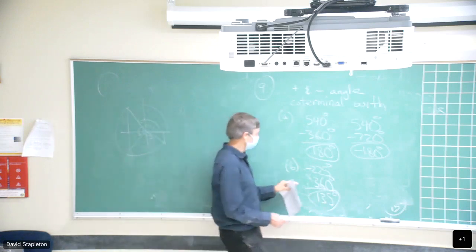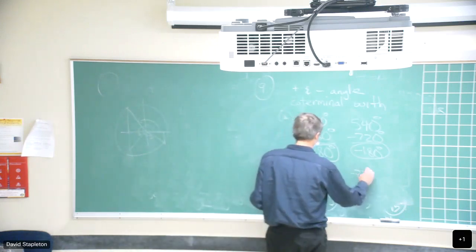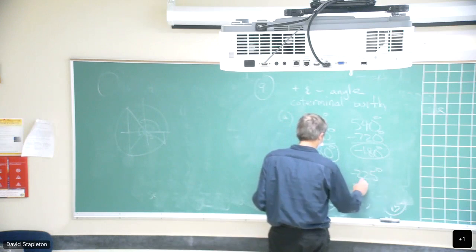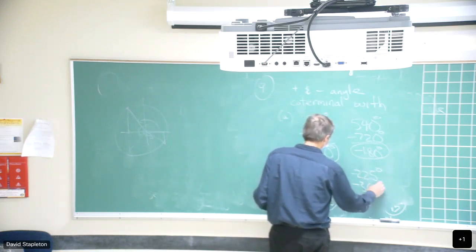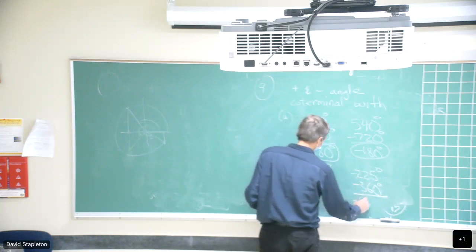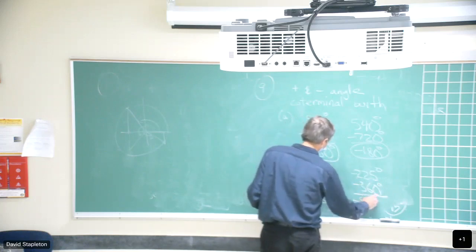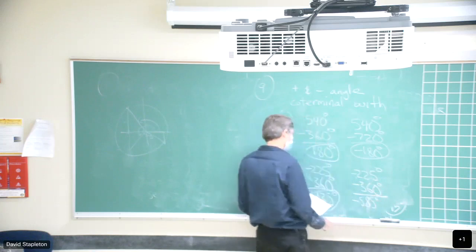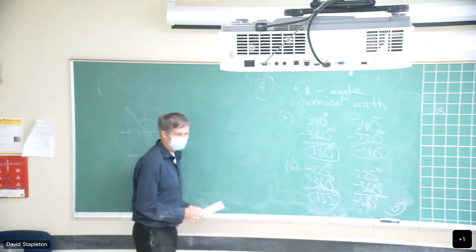Any multiple of 360 can be added or subtracted, and you get a coterminal angle. So let's say this is minus 585. There's more than one solution on this one. Infinite number of solutions.